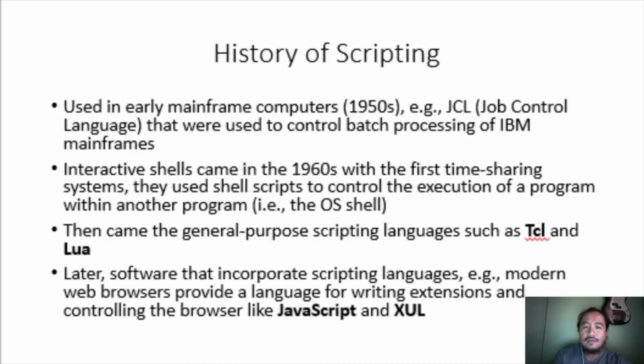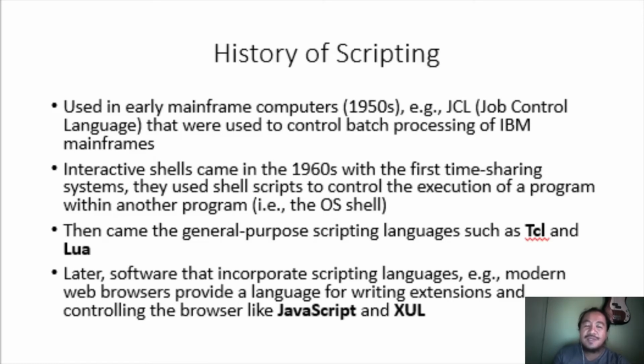We look at a short history of scripting. Scripting was used in early mainframe computers in the 1950s. For example, JCL, the job control language, was used to control batch processing of early IBM mainframes. Then we have the interactive shells that came in the 1960s with the first time sharing systems. So these systems used shell scripts to control the execution of a program within another program. That is what we call the operating system shell.